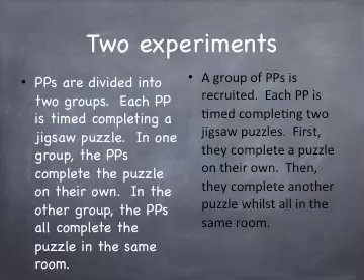In another experiment, we are also looking at timing and puzzles. However, the structure is a little different. A group of participants is recruited. Each participant is timed completing two jigsaw puzzles. First, they complete a puzzle on their own, and then they complete another puzzle whilst all in the same room.